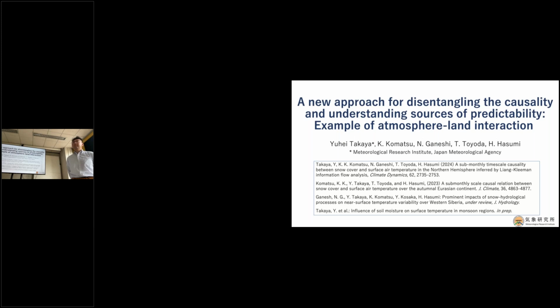Today, Yuhei, I think you will follow what you showed us on the first seminar. That is, you show us a novel technique based on the information theory, and you and your colleagues applied this technique to address some causal relationships between one of the most interesting sources of predictability on the subseasonal scale, that is the snow cover over the northern hemisphere, and the predictability of surface air temperature. Yuhei, we are ready to listen to you.